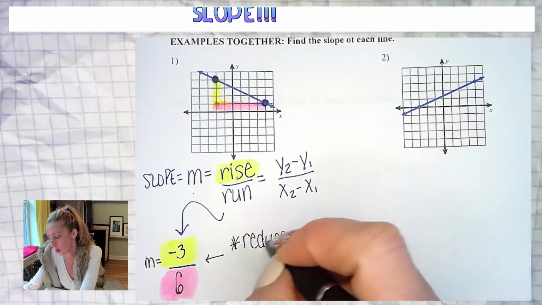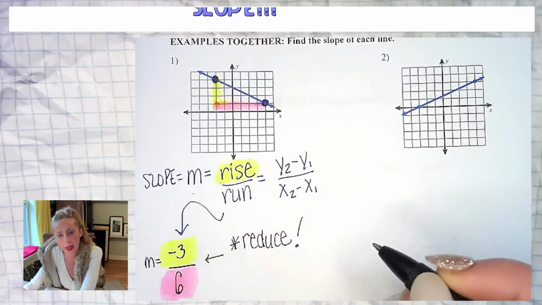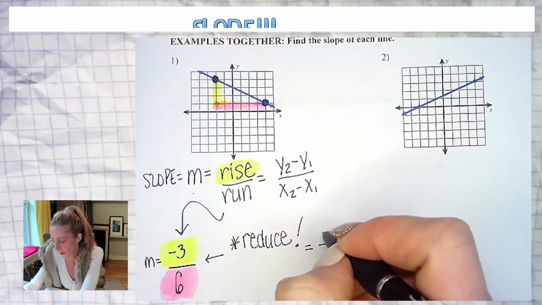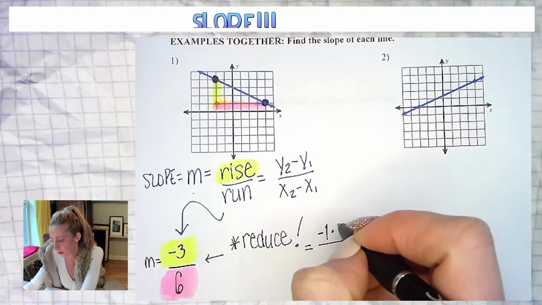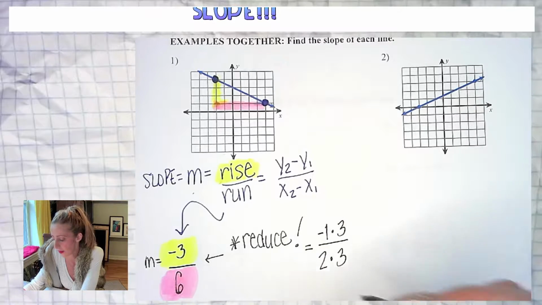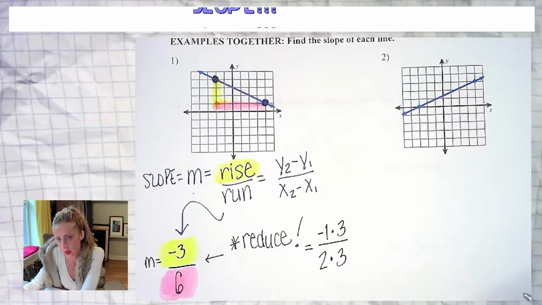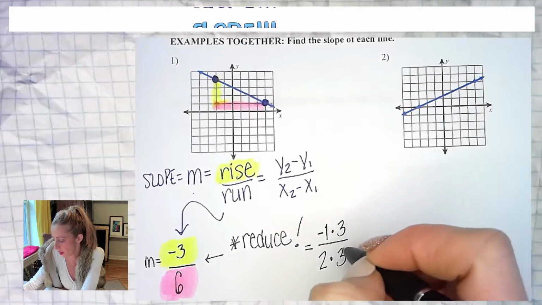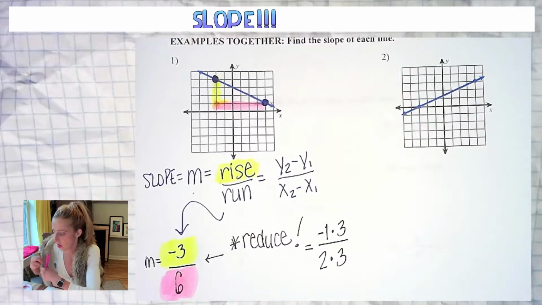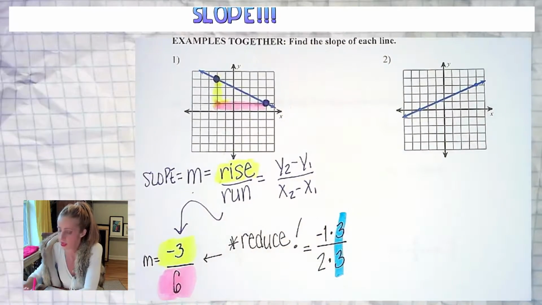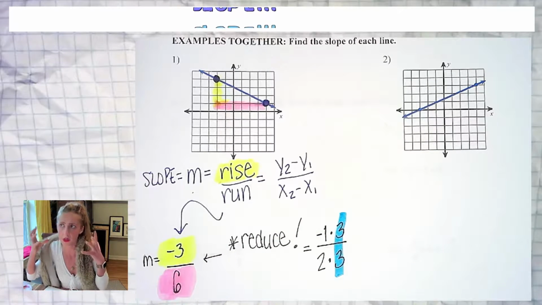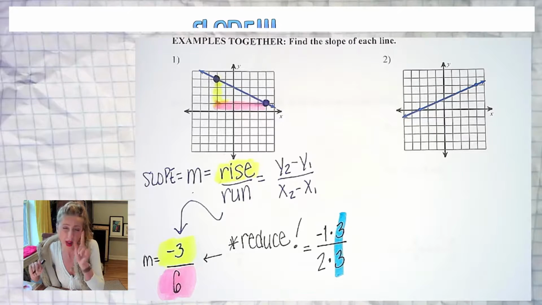What number can I reduce, or simplify, from this numerator and this denominator? Anybody want to say? 3. Nice. We're going to cross out the 3. Thank you. So the 3, adios, is gone. Crossed it out. Be careful, because sometimes people say 3 and 6 divided by 2, negative 2. It's negative 1 over 2.